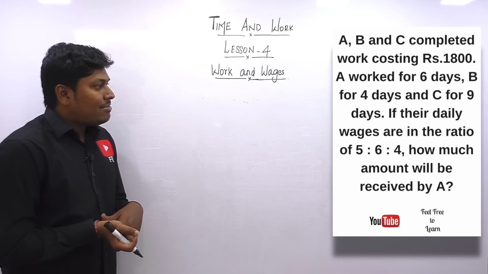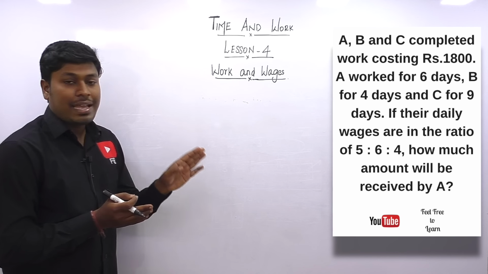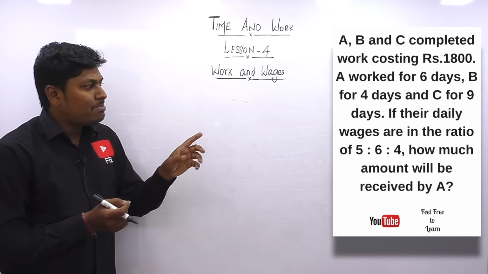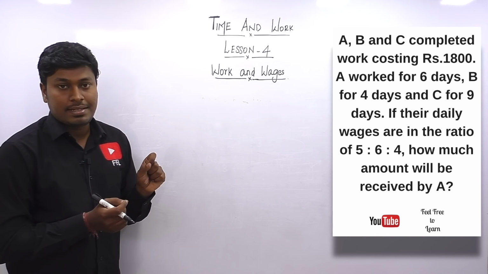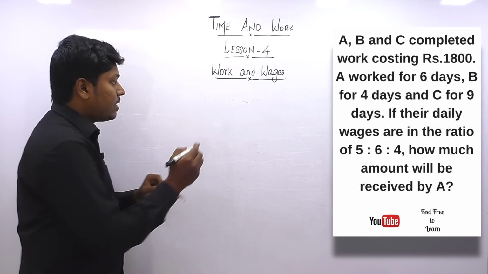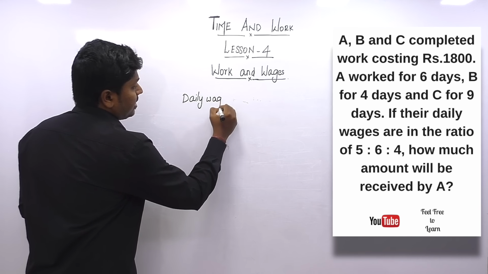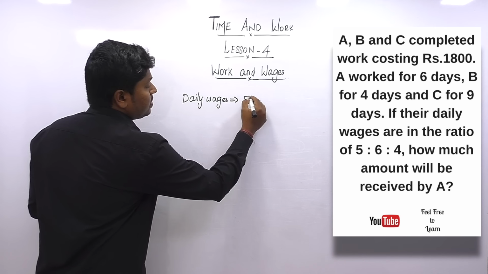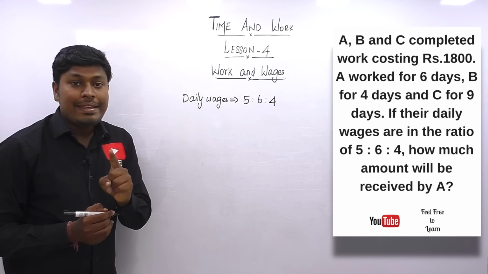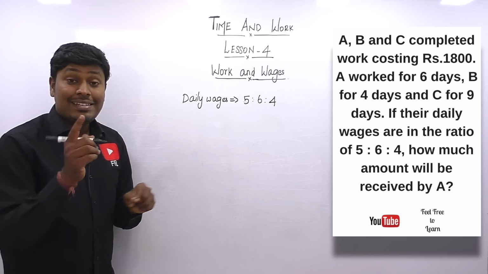So friends, interesting question. First of all, there are 3 persons working and they completed work for 1800 rupees, right? And the other thing is A worked for 6 days. Similarly, B worked for some days and C worked for some days. But the data they have given is that their daily wages are in a ratio, that is 5 is to 6 is to 4. So this was the ratio given for the daily wages, not the total wage of A, total wage of B and total wage of C. It is a daily wage.